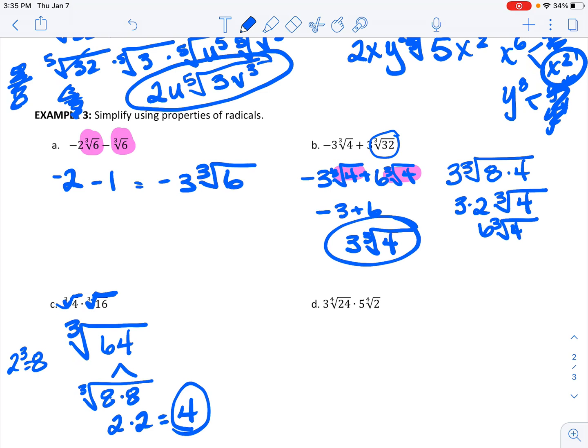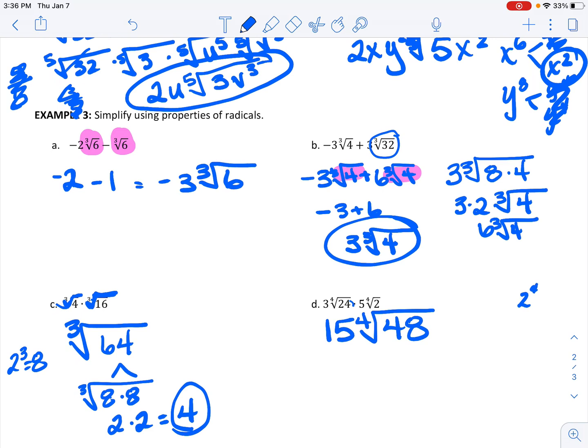So my bases are not the same, but my fourth roots are the same. So I can multiply 3 times 5 and get 15. And I can multiply what's inside the radicals. So I've got the fourth root of 24 times 2, which is 48. Now let's see if I can simplify the fourth root.